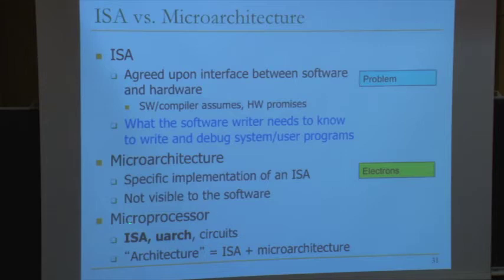I'll use the term microprocessor also. When I talk about microprocessor, it consumes ISA, microarchitecture, and circuits. So a more traditional definition of architecture is really the ISA, but we'll be a little bit more liberal here. When I talk about architecture, it's going to be ISA plus microarchitecture. And when I ask you, is this part of the ISA or part of the microarchitecture, then I'll specifically say ISA. So let's take a look at some examples. You can think of ISA as bridging the gap between the programmer and the microarchitecture.